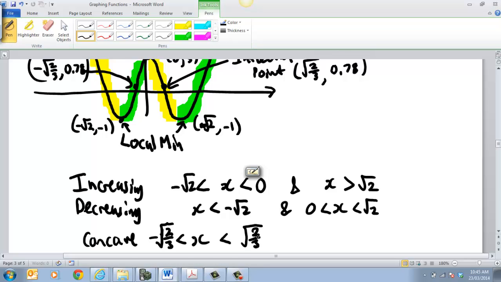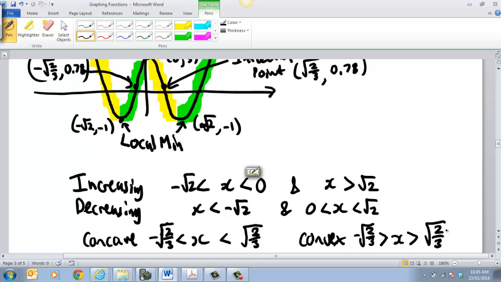Root 2 on 3. Right, convex. So that's my non-stationary inflection. I can now also describe places where it's actually increasing and decreasing. Right, so intervals where it's increasing and decreasing. So we'd say it's decreasing for 2/3 negative, this section here, and it's increasing for everything else.